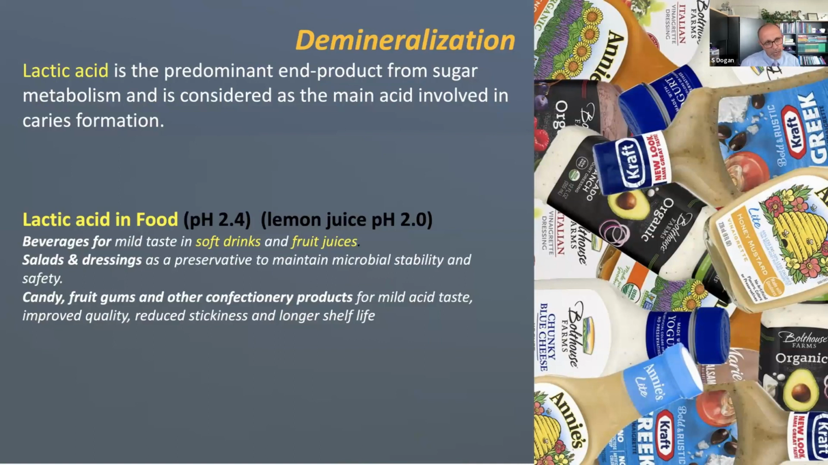We have to buy our food. What happens with the food industry? They use a lot of lactic acid in food. And lactic acid is the predominant end product from sugar metabolism, and that is considered the main acid involved in caries formation. You know, lactic acid in food has a pH of around 2.4. Lemon juice, compared to that one, is 2.